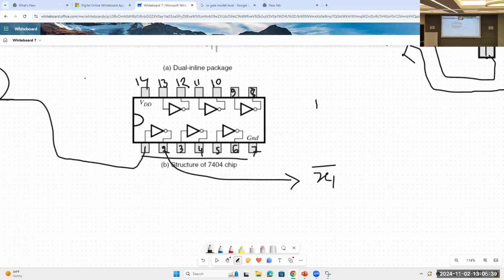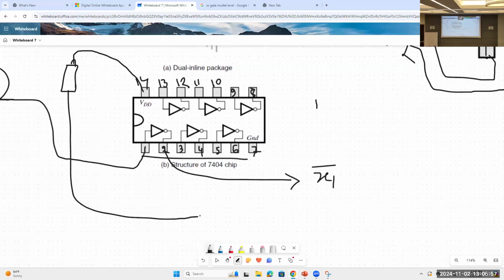What is VDD? What will connect to VDD? Practically, we have batteries, right? We have to connect the positive terminal of the battery to the VDD, and the negative terminal of the battery to ground, to power up the chip.